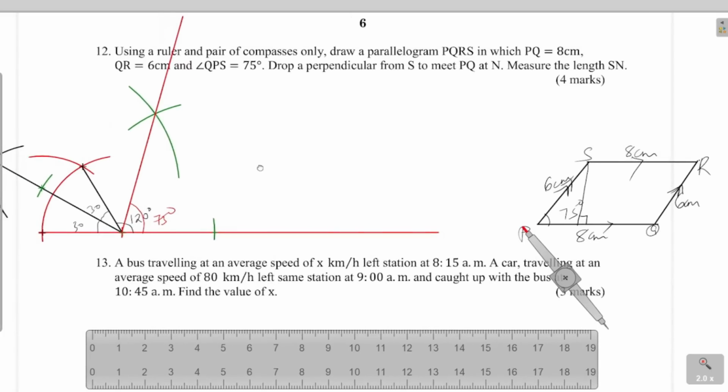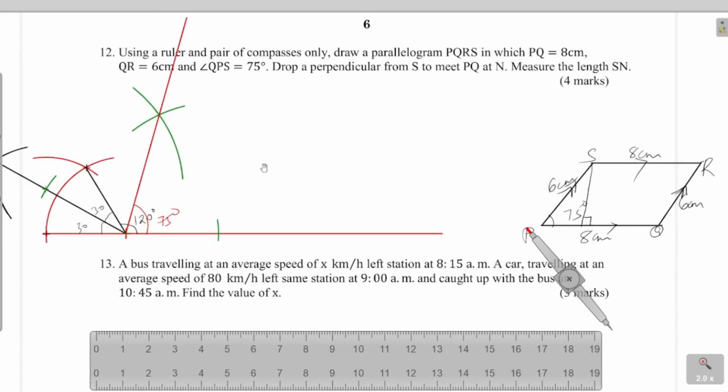The next thing that you need to get now is that measurement of 8 centimeters. So point P is here. This is point P.